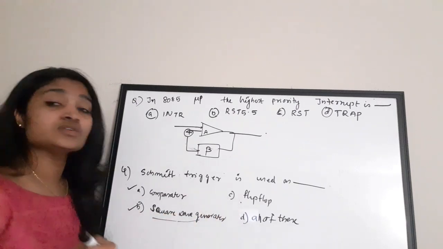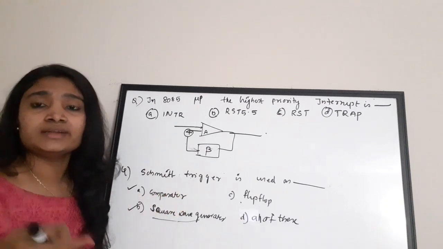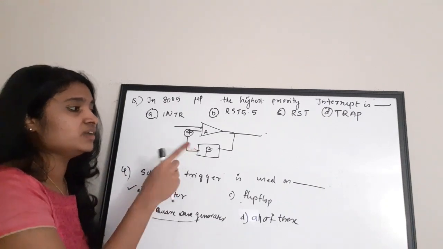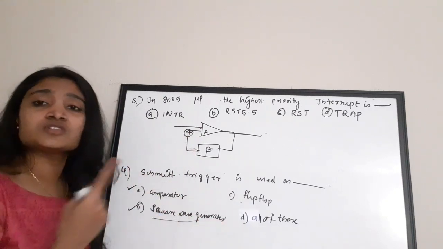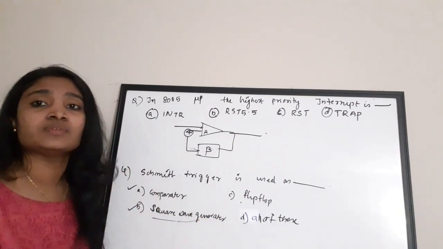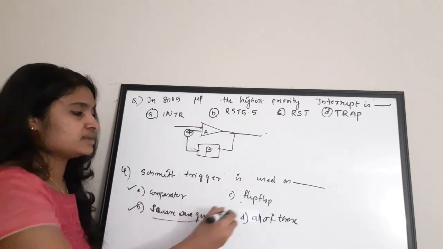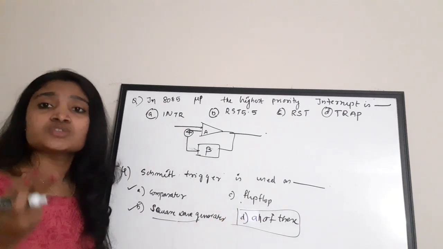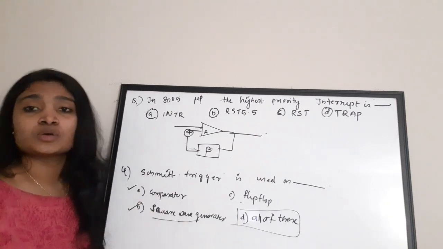And flip-flop is also correct because Schmitt trigger can also be used as a flip-flop, because we know that flip-flops also give zeros or ones according to the input, right? So here also it is giving zeros and ones according to the variation in your input. If you see the applications of Schmitt trigger, you can see all this: square wave generator, flip-flop, all of this. So option D is the correct answer for this question. Schmitt trigger is used as comparator, square wave generator and flip-flop. And also there are various other applications. So the correct answer is option D.